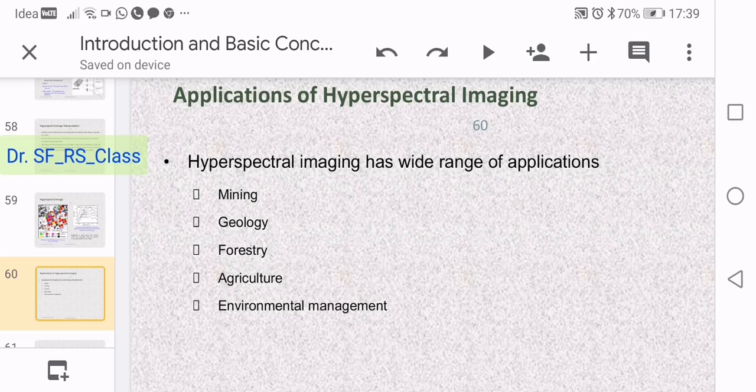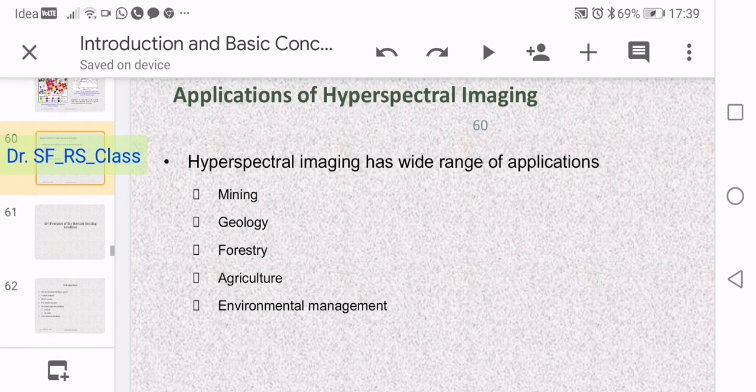Applications are limitless, since more and more techniques are coming up to identify various aspects of environmental management, agriculture, forestry, geology, mining, and more segments of natural resources with the help of hyperspectral remote sensing.